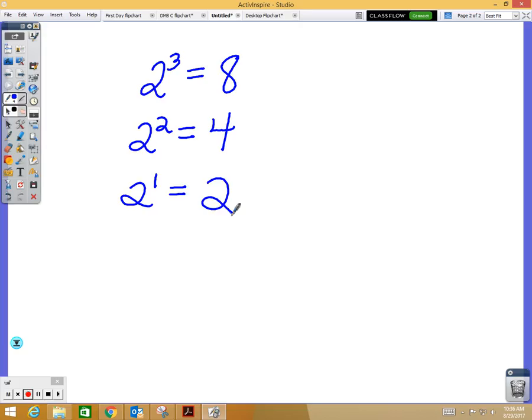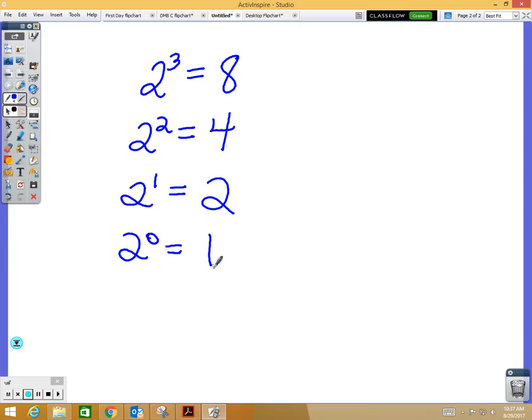What happens each time to these values over here? Okay, it gets less, but by how much? What's the pattern happening? So we're taking half of it. They're dividing by 2. So as the exponents decrease by 1, 3, 2, 1, we are taking half of the value. So if I said 2 to the 0 power, what's half of 2? 1. So that's why 2 to the 0 power equals 1.